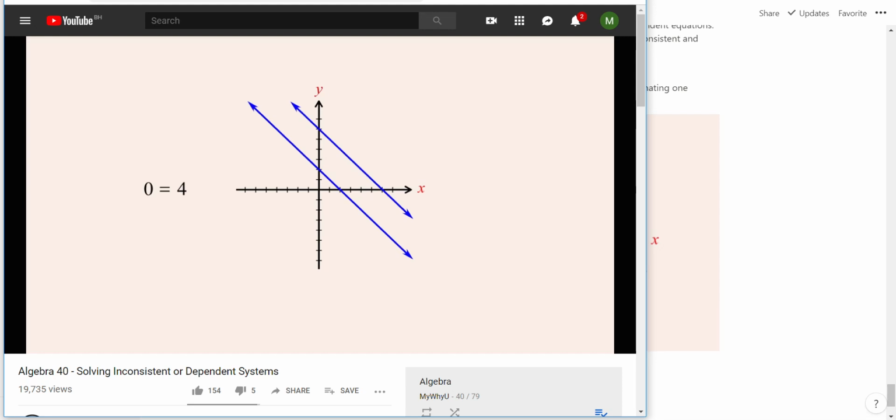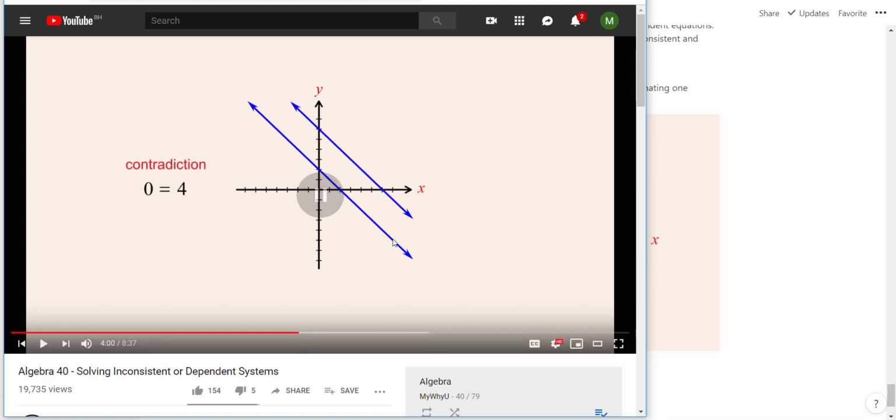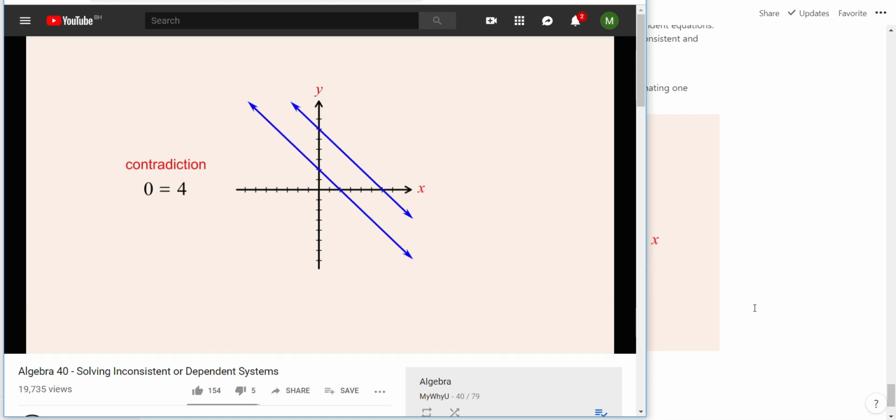A statement which can never be true, like this statement of equality between two non-equal numbers, is called a contradiction. Obtaining a contradiction when solving a system of equations tells us that the system has no solutions and is therefore inconsistent.